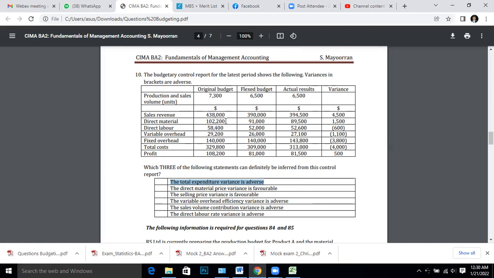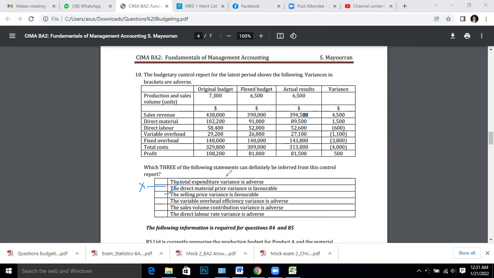Selling price variance is favorable. Let's check that. Flex budget sales for 6,500 units, budget is 390,000. For the same 6,500 units, your actual sales is 394,500, right? So this is right. For the same volume, actual revenue is higher, which means you have sold at a higher price. That one is right.